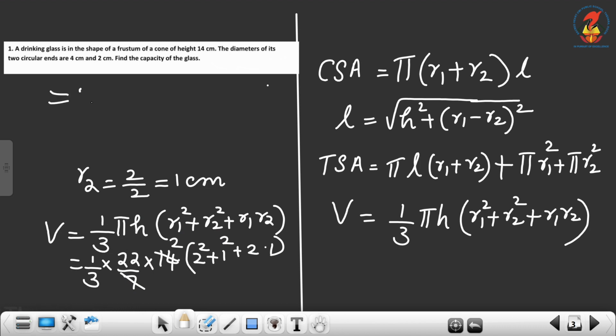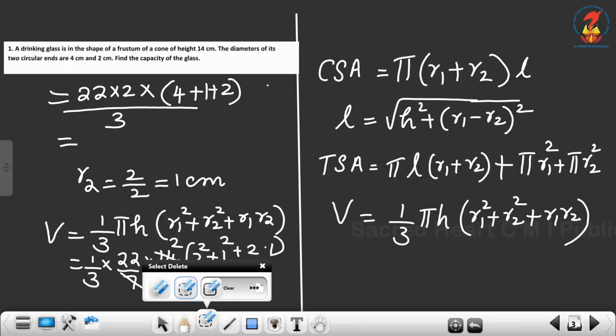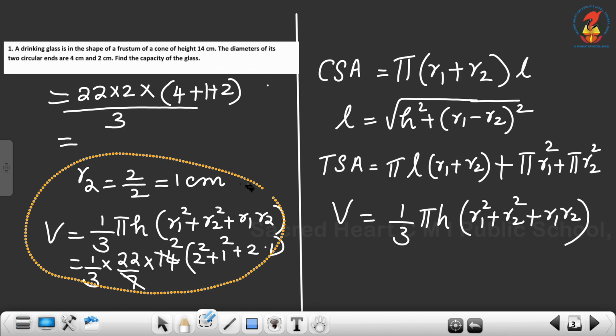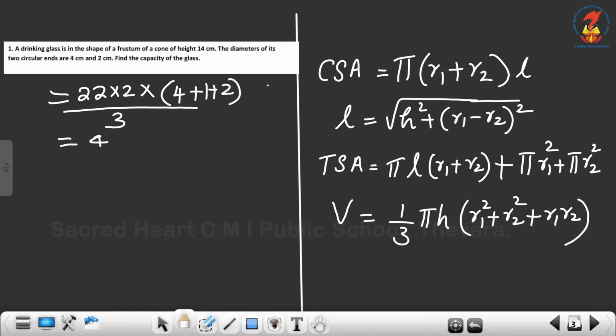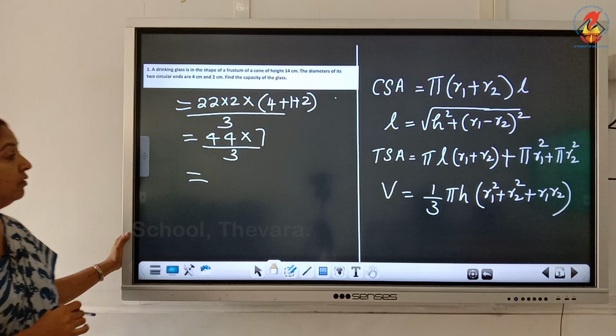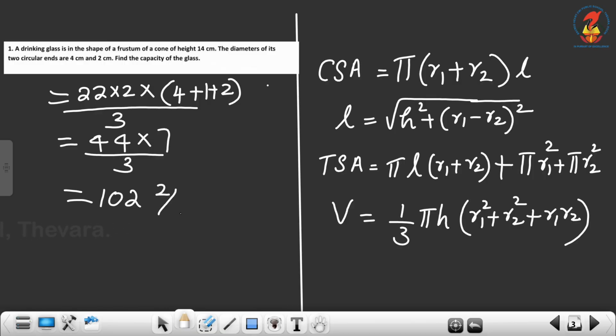So it is equal to 22 into 2 into, what about this? 4 plus 1 plus 2 divided by 3. So it is equal to 44 into 7 divided by 3. So we have to find the value. The value is 102 2 by 3 centimeter cube.